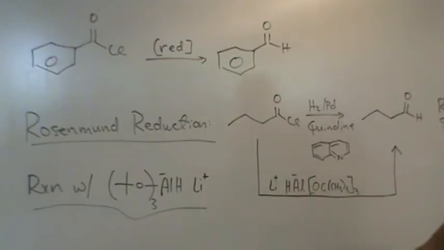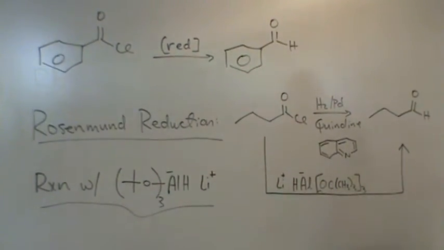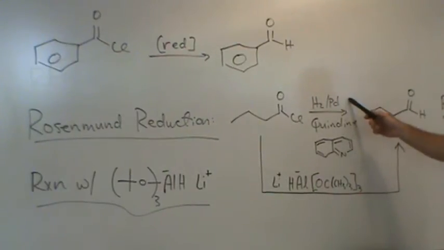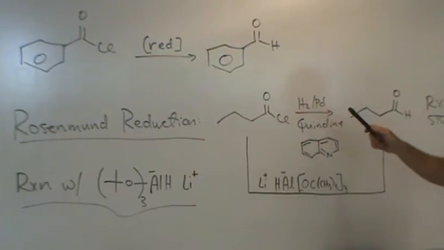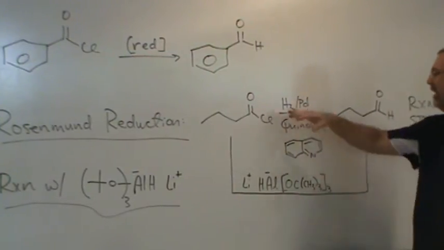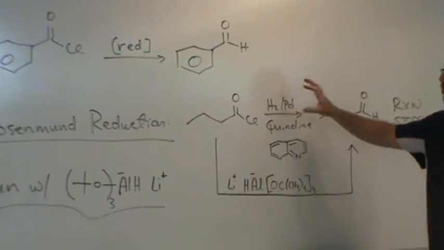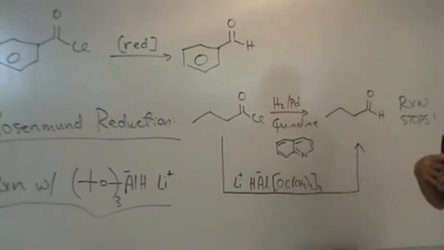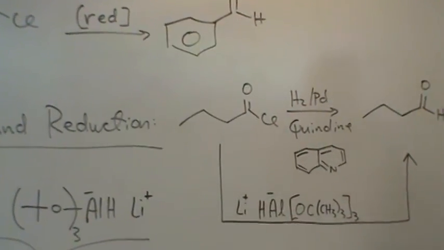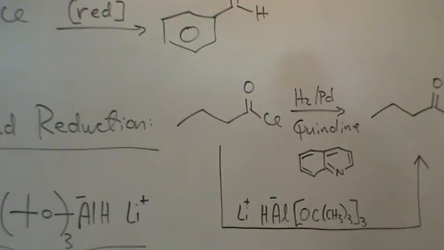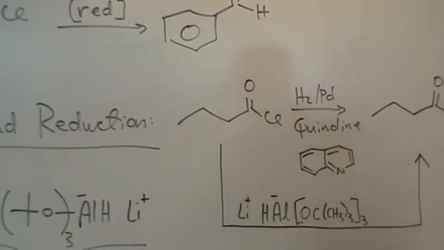The first is called a Rosenmund reduction. It's an old reaction. It basically utilizes hydrogenation conditions. You can take an acid chloride and treat it with hydrogen gas in the presence of a transition metal catalyst, palladium. That should look like a familiar set of conditions for you. Those would have been the conditions we've used in the past to do things like hydrogenate an alkene or an alkyne all the way to the corresponding alkane. Turns out, because the acid chloride is so reactive, you can actually use those conditions to reduce an acid chloride.